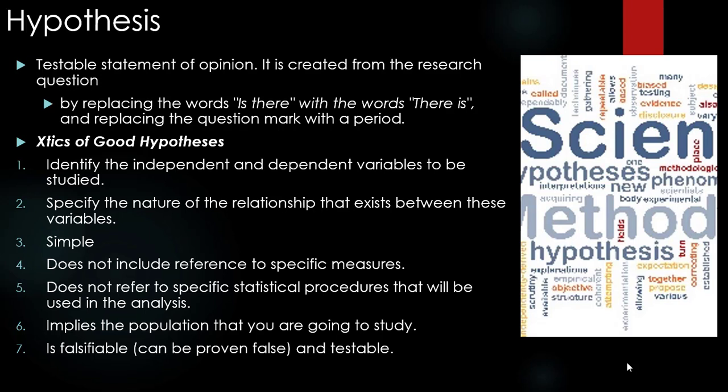The research hypothesis must be falsifiable, which means it can be proven false, which means there must be data that you are going to collect to show whether the hypothesis that you have stated can be retained, whether the null hypothesis can be retained, or we reject the null hypothesis, or we're going to retain the alternative hypothesis. So these are the 4 essential attributes of a good hypothesis.